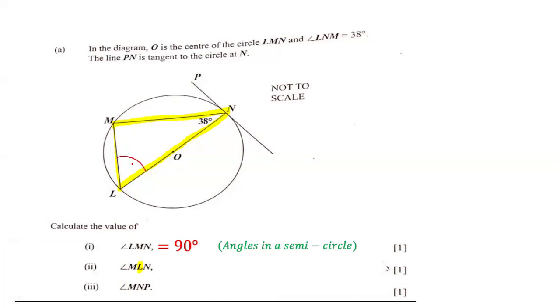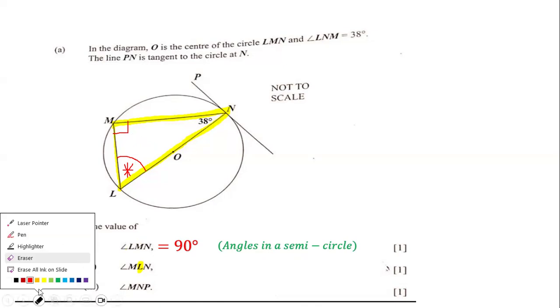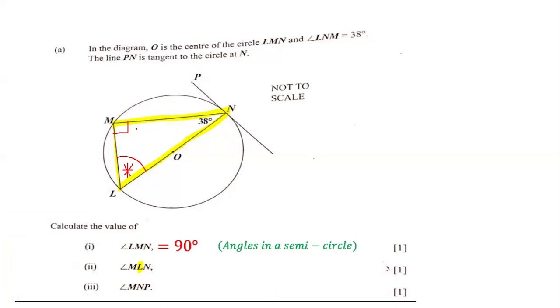Angle L. Now, what do we know? We do know that angle M is 90 degrees because of the previous answer to our question. We do know that it's 90 degrees. This is 90 degrees, and the box indicates the size of 90 degrees.